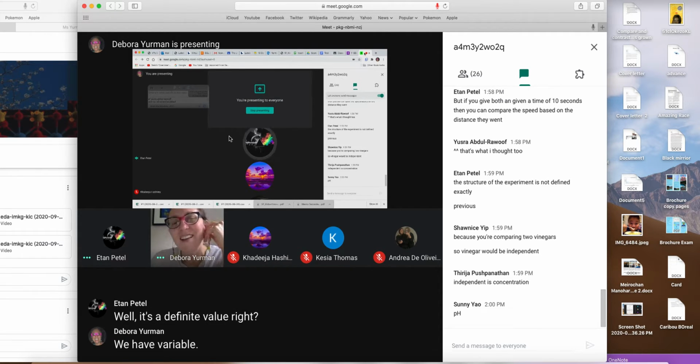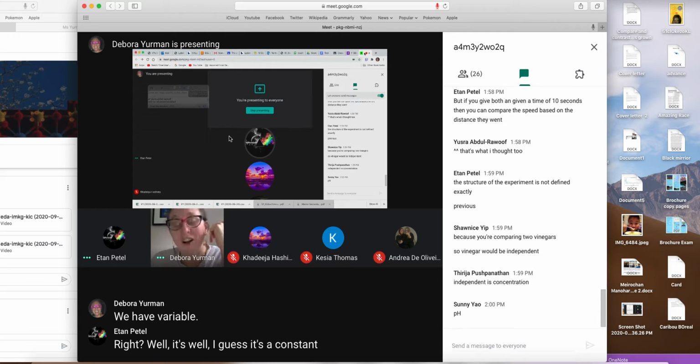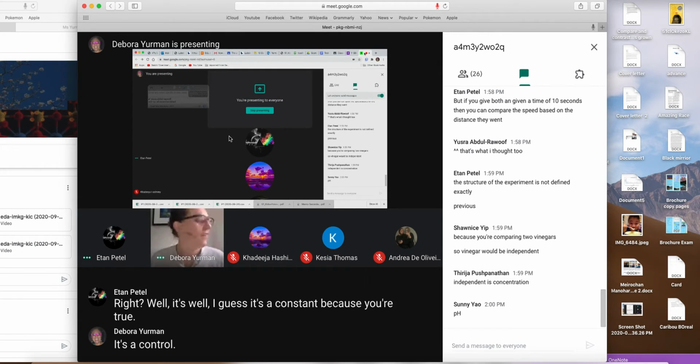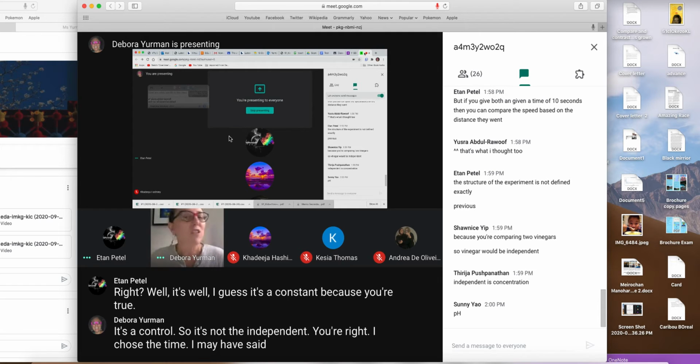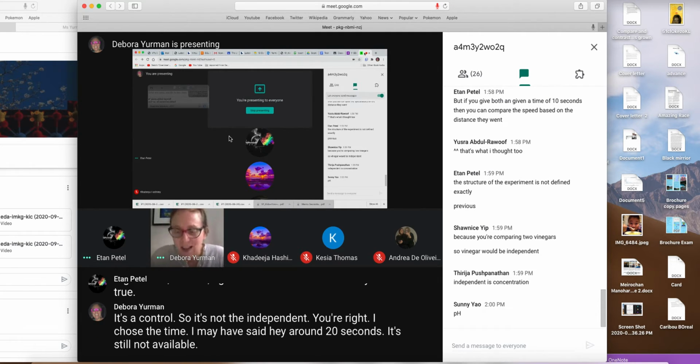Well, I guess it's a constant because it's a control. So it's not the independent. You're right, I chose the time. I may have said, hey, run 20 seconds. It's still not a variable because time is being fixed. So if I fixed it, it's, if anything, a control or a constant.